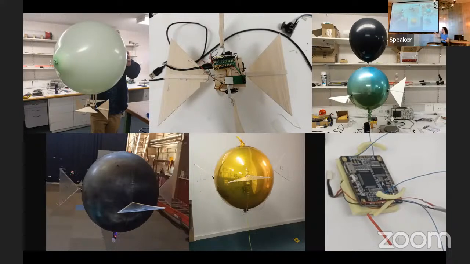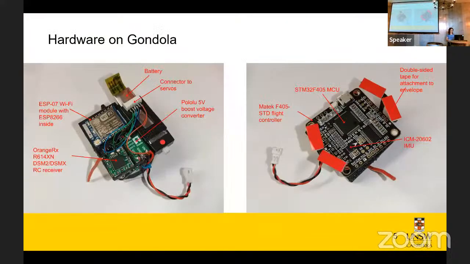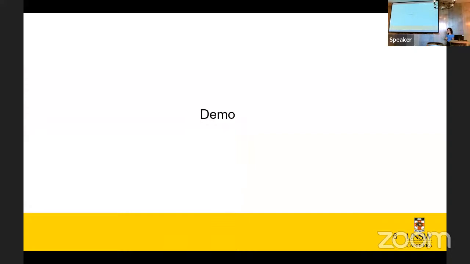We finally found these ones, and they're hard to get a hold of, which is one of the challenges with blimps: finding the right airfoil and envelopes, especially if you're not making your own. This is now our current gondola. We've just got a flight controller on one side, and then Wi-Fi modules, RC receivers, all of that. Now I've got a demo to show how the flight controls work.